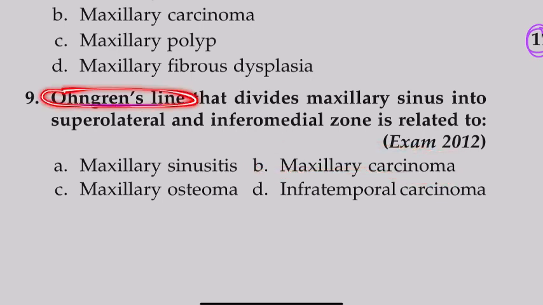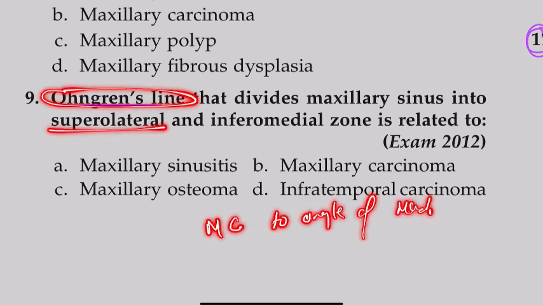It is a line that passes from the medial canthus to the angle of mandible, right? Now what we do here is it divides into a superior lateral and an inferior medial zone. If there is spread to the inferior medial region, that will be a better prognosis, right?